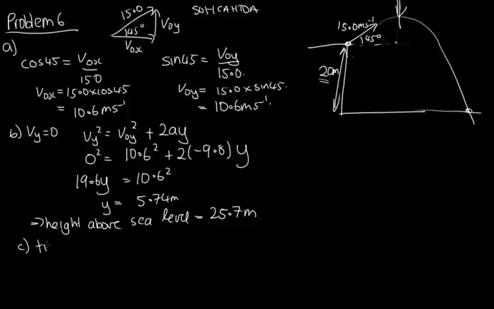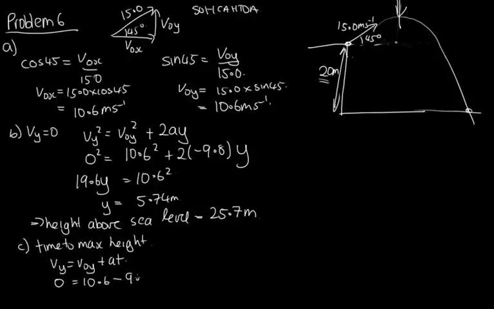So time to maximum height, we can just use Vy is equal to the initial velocity in the y direction plus at. And so we've got Vy at maximum height, that's 0, that's what we just said up here. And V0y is 10.6. The acceleration is minus 9.8, which is just g acting downwards, times the time. And so this time here is equal to 1.08 seconds. So that's how long it takes to get to this point here.